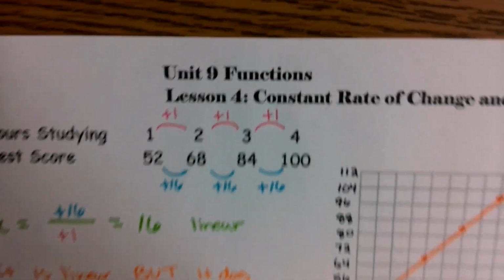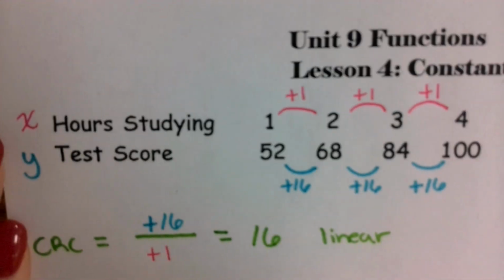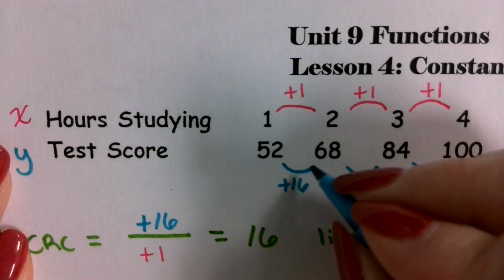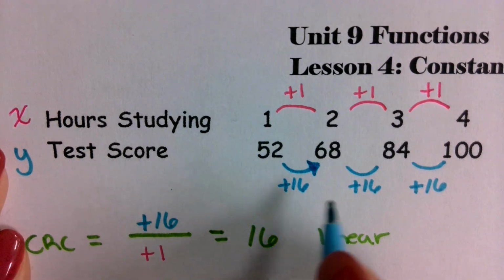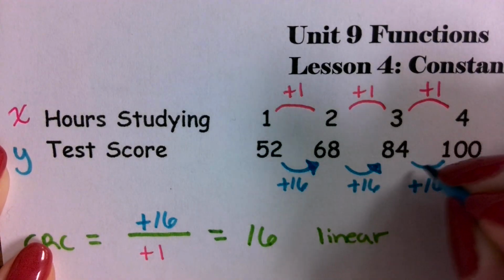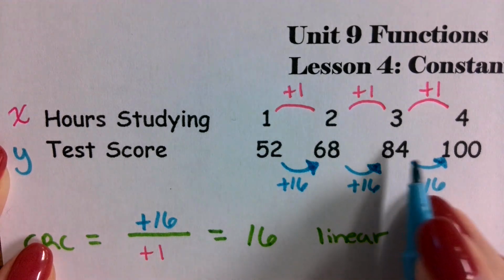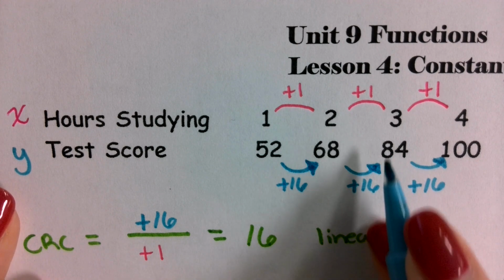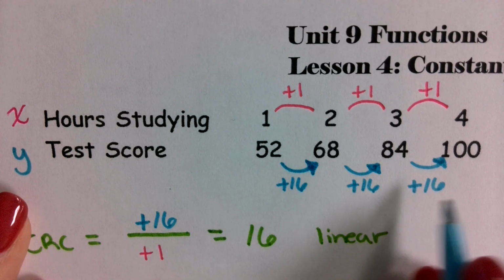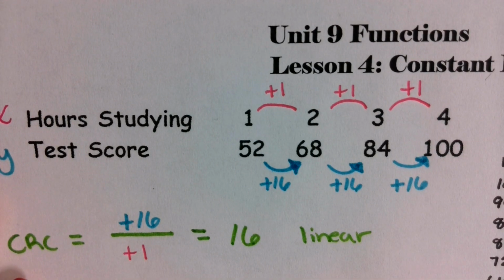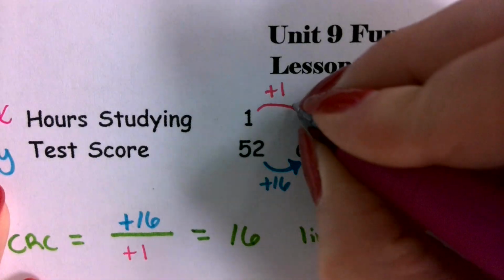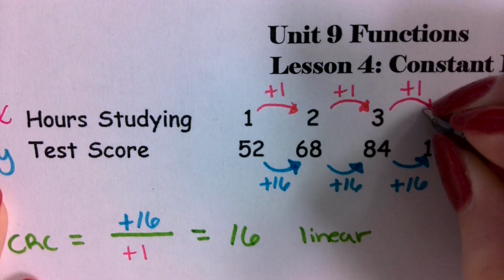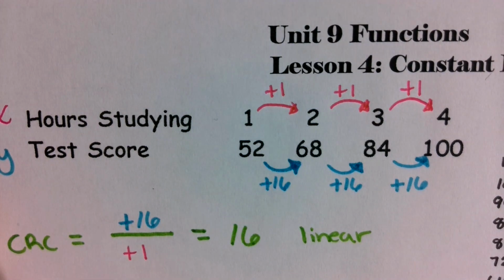But if I didn't have the ability to graph, I could look at just the table itself. As I'm moving from left to right on my table, instead of drawing these little loops, I'm going to draw these arrows to show that I'm going from 52 to 68, from 68 to 84, from 84 to 100, and I'm increasing or adding 16 each time. Same thing here. I'm going from 1 to 2, 2 to 3, 3 to 4. So I'm moving in the direction towards the right.